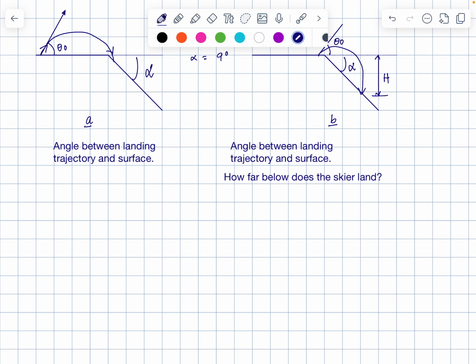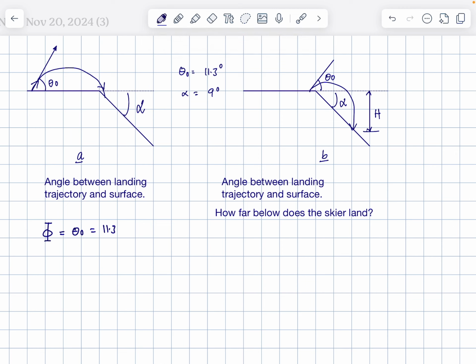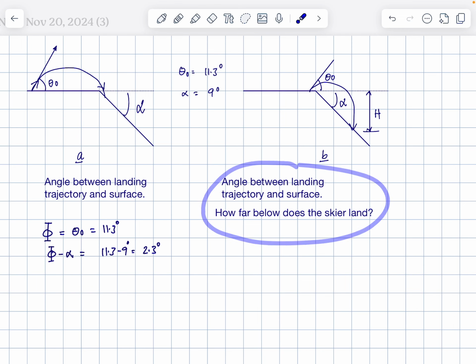Okay, so what ends up happening here is that phi, the landing angle that the skier makes with the horizontal, is phi equals theta 0, and that equals 11.3. Therefore, the angle that's made between the landing trajectory and the inclined plane is phi minus alpha, 11.3 minus 9 equals 2.3 degrees. Okay, so that's the angle. Similarly, we want to find the angle in this more intricate case.